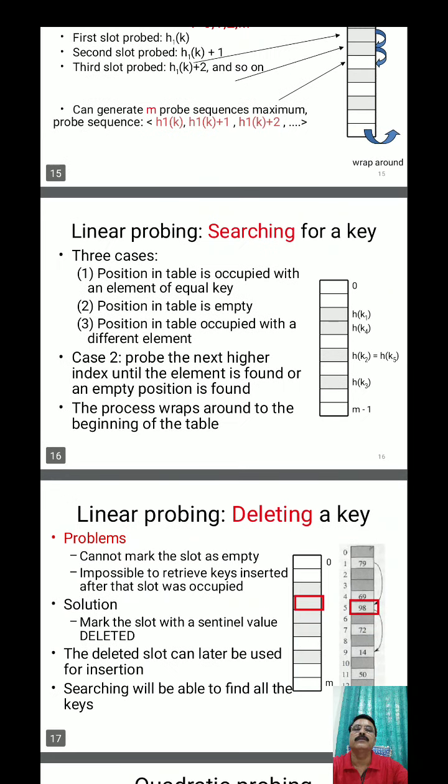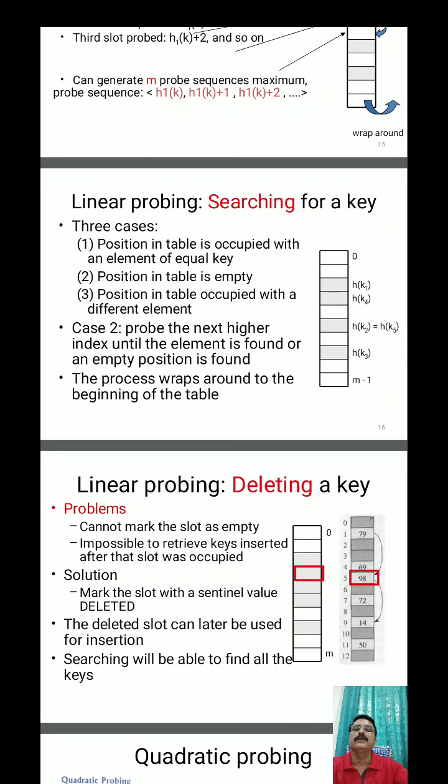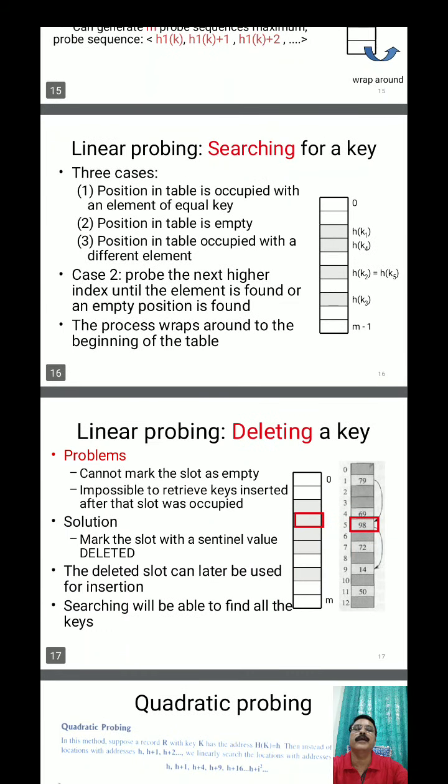Linear probing, that is, searching for a key. There are 3 cases. Number 1, the position in the table is occupied with an element of equal key. Number 2, the position in the table is empty. And number 3, the position in the table is occupied with a different element. In case 3, probe in the next higher index until the element is found or an empty position is found. The process wraps around to the beginning of the table.